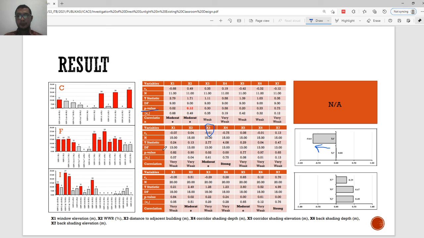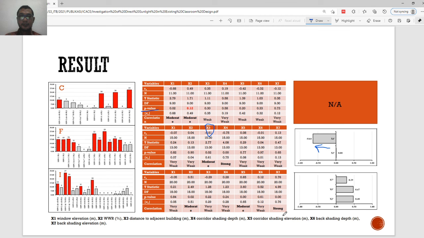So then we move into group I. There are three variables, which are x2, x5, and x7 here, which have moderate correlations, and x7 has strong correlation. However, when we conduct the sensitivity analysis, it shows that only x5 and x2 have moderate sensitivity.